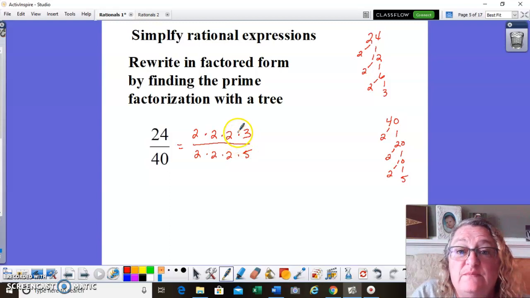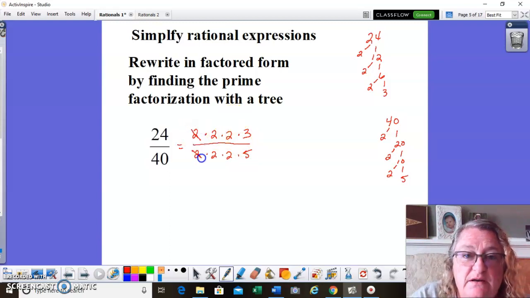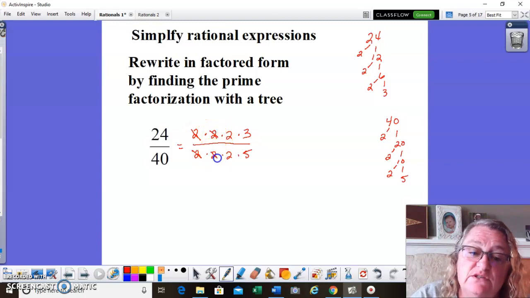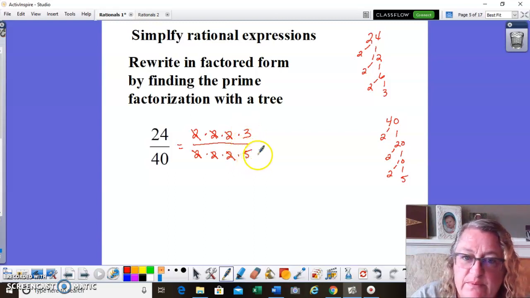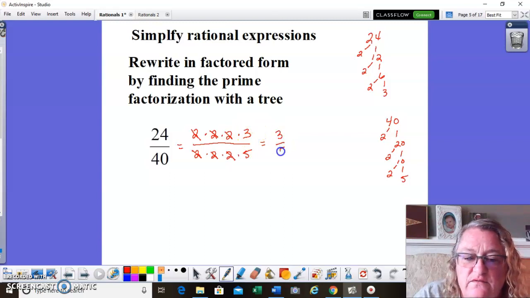Then what we look for is matching sets. We have a 2 in the top that matches this 2 in the bottom. We have another 2 that matches this 2. We have a third 2 that matches this 2. We have a 3 in the top, but no 3 in the bottom. We have a 5 in the bottom and no 5 in the top. So what we're left with is 3/5.